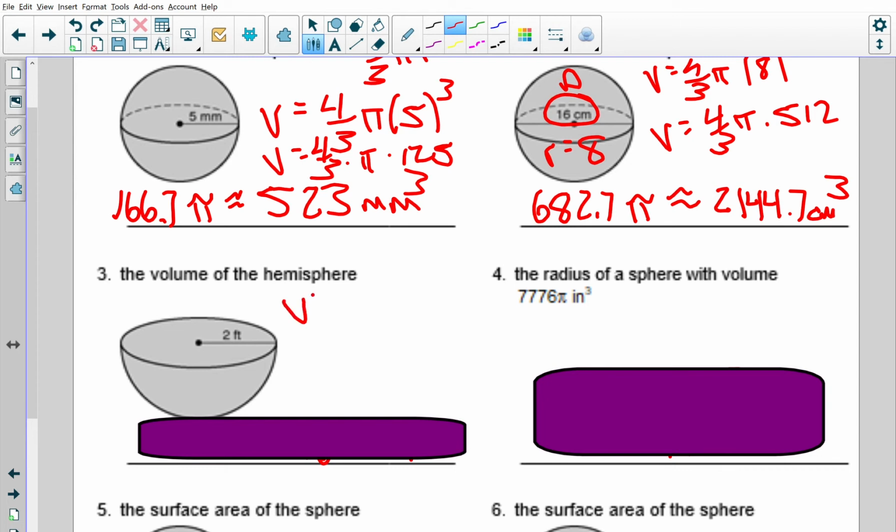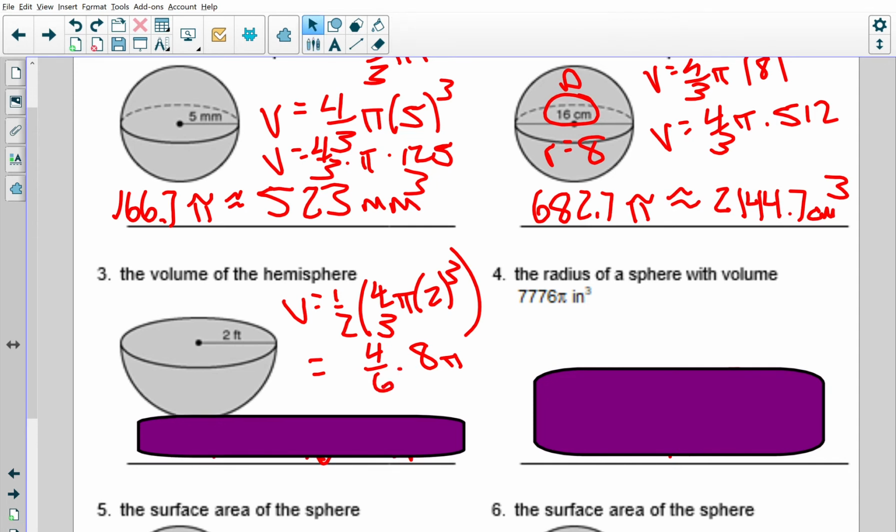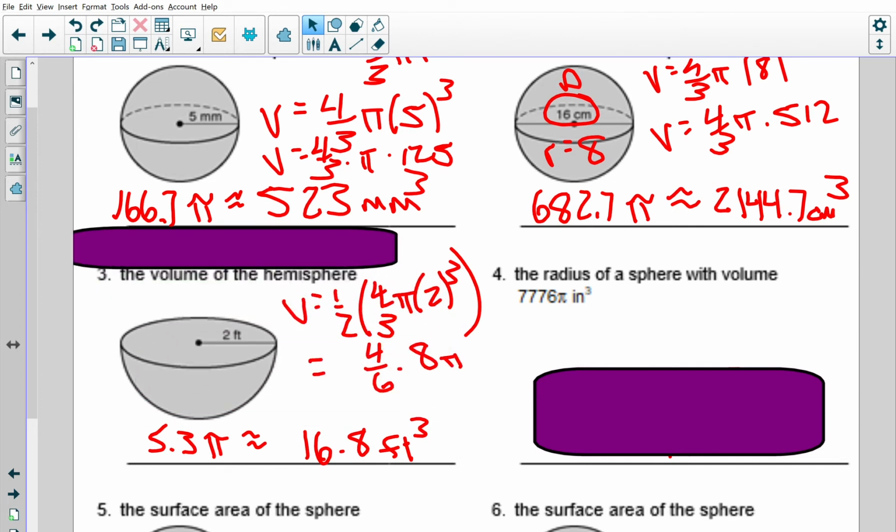So volume is equal to 1/2 of 4/3 pi r cubed. There's a reason why you learned order of operations, right? So the 2 cubed becomes 8. 4 times 1 is 4, and 3 times 2 is 6. 8 times 4 is 32, and 32 divided by 6 is 5.3 pi cubic feet.